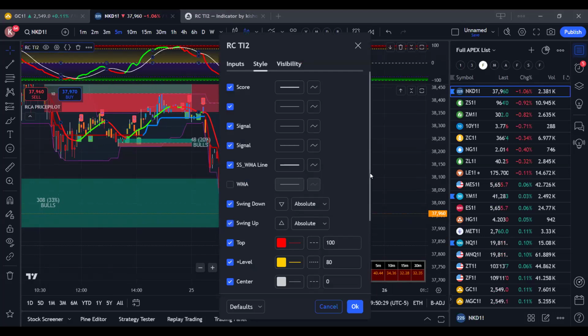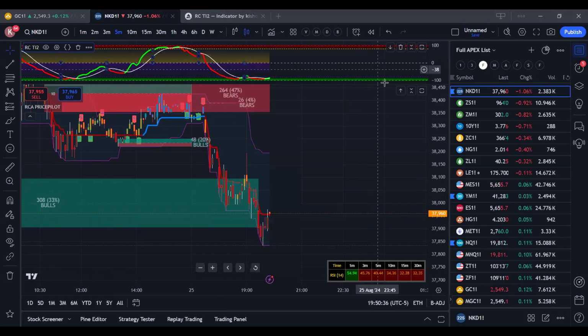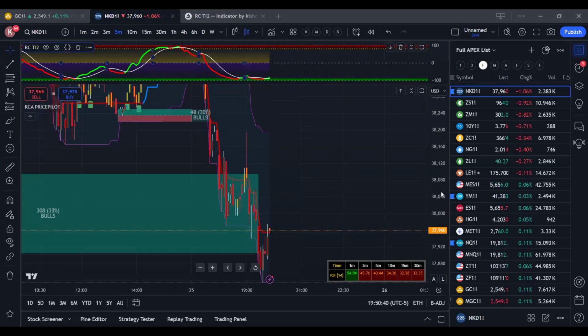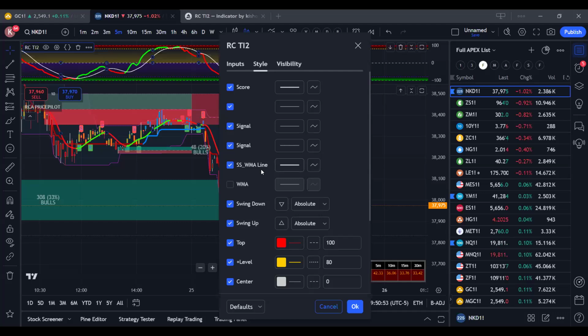Yeah, you can turn off the lines. You can go here and turn off the lines so you don't get the red signal. You can always go to the settings, and here you have the WMA line, which is this red and green line. You can just disable that. Then you won't see it.